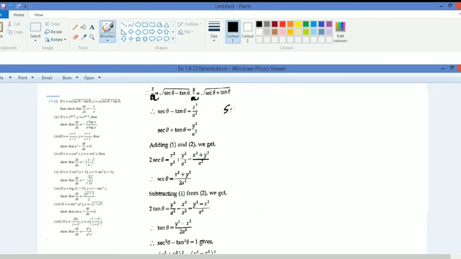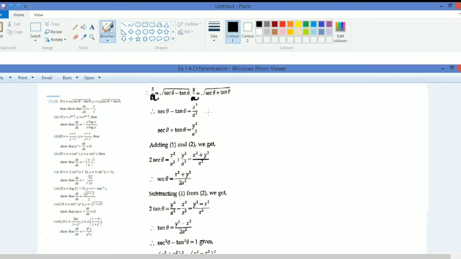Then we will square on both sides. Once you square on both sides, you'll get the root out. This will become sec theta minus tan theta is equal to x square upon a square, and y square upon a square is equal to sec theta plus tan theta.